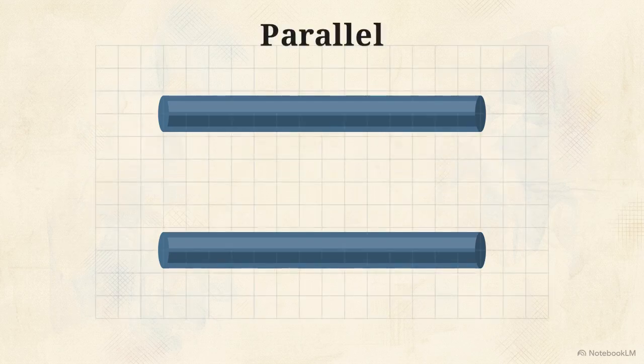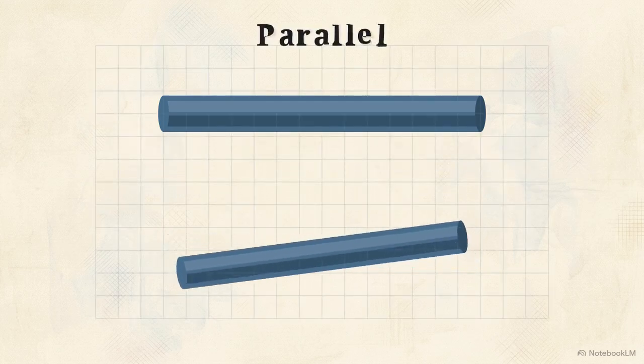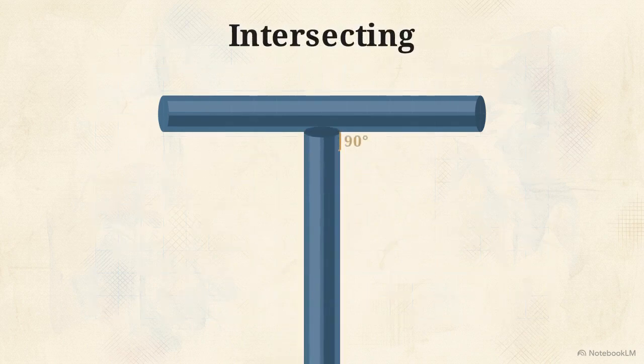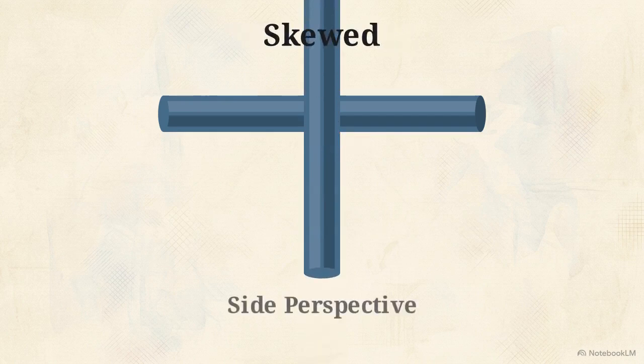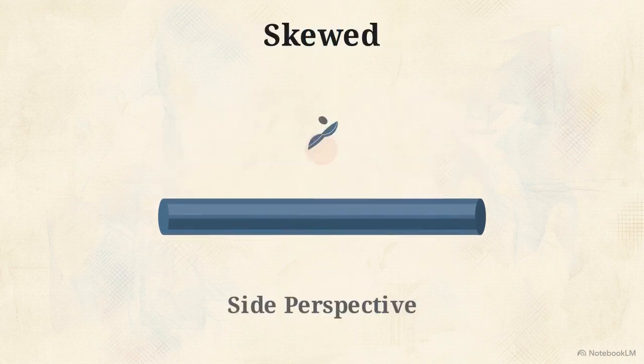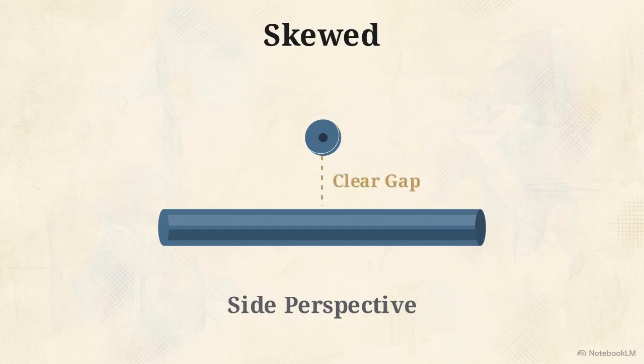There are three spatial conditions. First is parallel, where two shafts run side by side. Second is intersecting, where the shafts converge and cross at a precise 90-degree angle. Third is skewed. By offsetting them, the shafts cross through 3D space, completely non-parallel without touching.